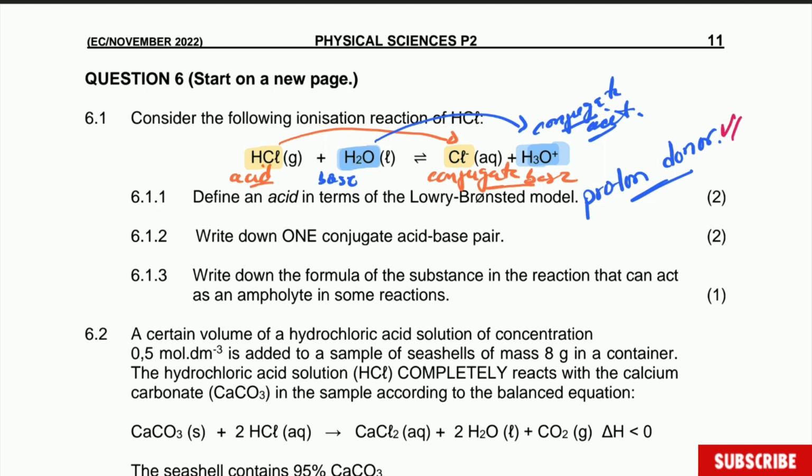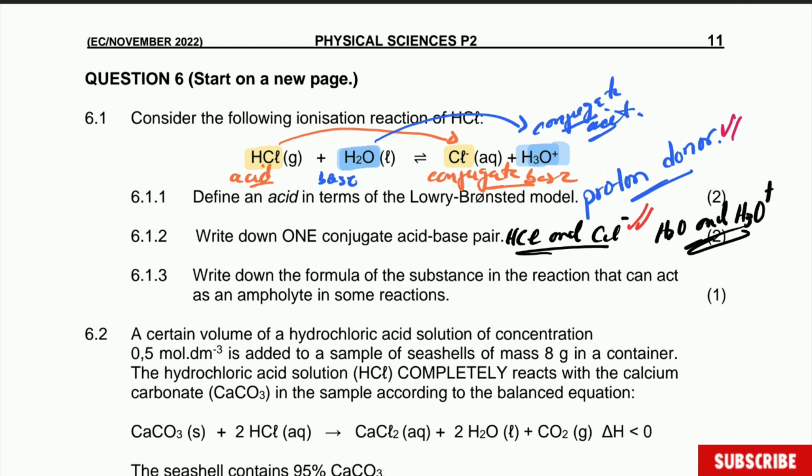So you can write it in such a way. For example, you can say HCl and Cl minus, that is the first acid-base conjugate pair, and the other one is H2O and H3O plus. This is how you write the acid-base conjugate pair. They say write only one. So if you write either of them, you will get 2 marks.